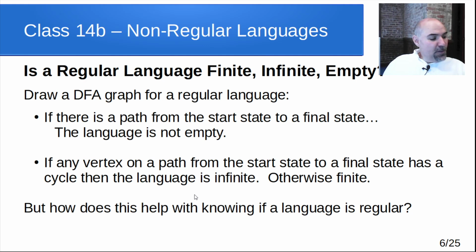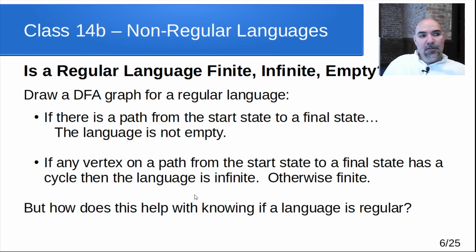Before we go on to showing non-regular languages, though, I want to talk a little bit about a language as being classified as finite, infinite, or empty. So how do we figure out if a language is any of those? Well, if we have a DFA graph for some regular language, if there's a path from the start state to a final state, the language can't be empty. In other words, if there's a way to get from start following some chain of arrows and get to a final state somewhere, the language cannot be empty.